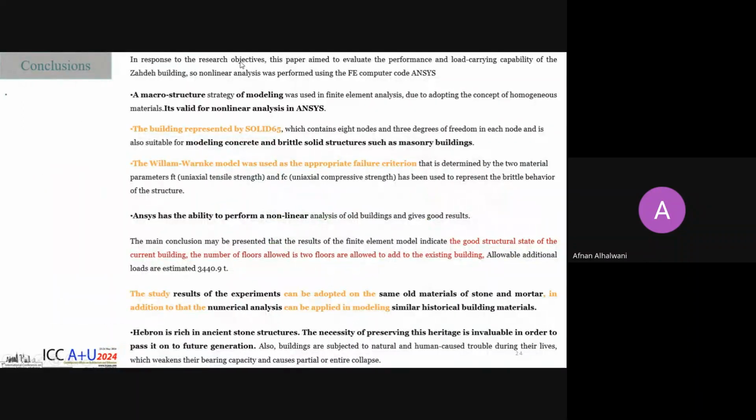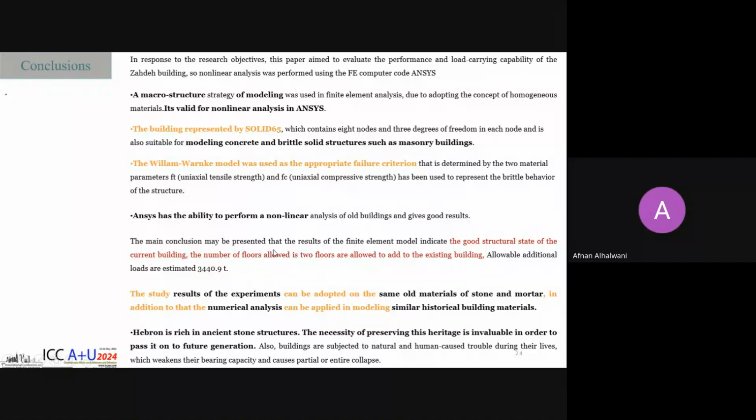In responding to the research objectives, this paper aimed to evaluate the performance and load carrying capability of the building. So, nonlinear analysis was performed using the finite element computer code ANSYS. A macro-structure strategy of modeling was used. The building was represented by Solid 65. The Willam-Rankine model was used as the appropriate failure criterion. ANSYS has the ability to perform a nonlinear analysis of old buildings and gives good results.